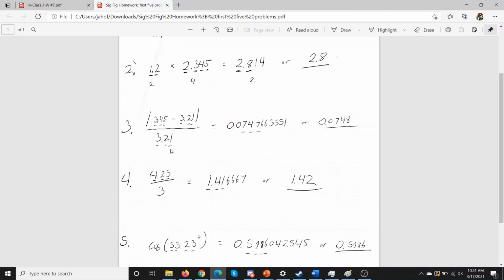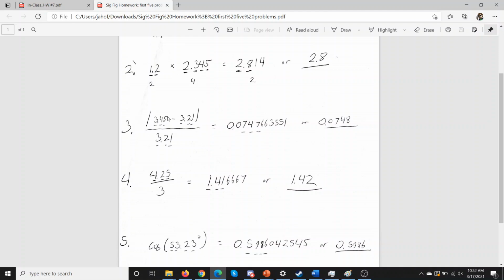This one has subtraction and division. So first we're going to subtract these first two numbers here in the absolute value, 3.45, which is precise to the hundredths place, and 3.21, which is also precise to the hundredths place. That means that whatever we get from this first operation is precise to the hundredths place. So that's going to give you 0.24.